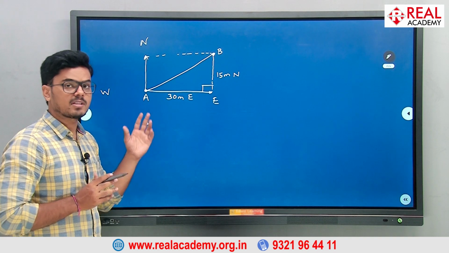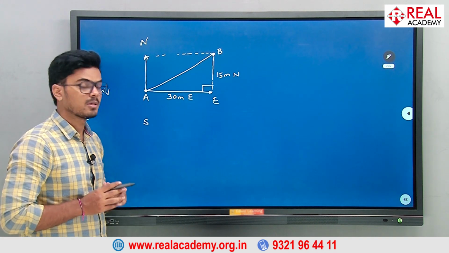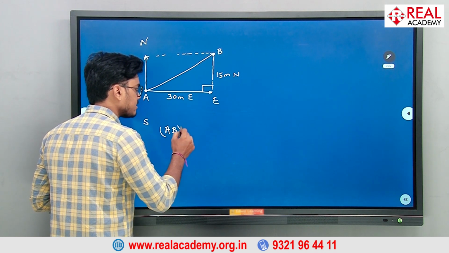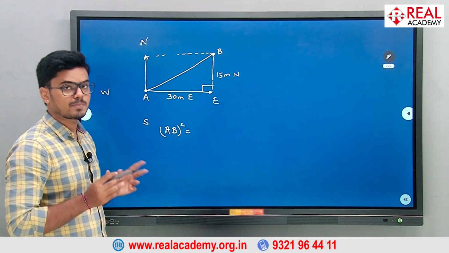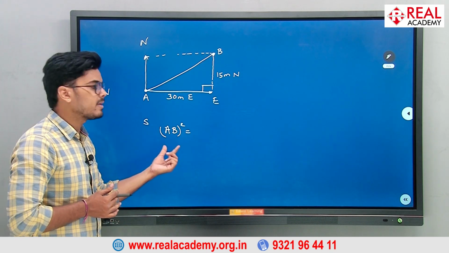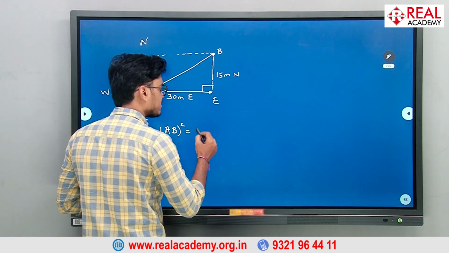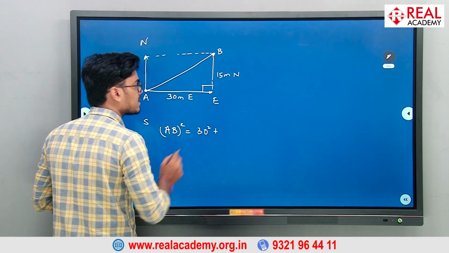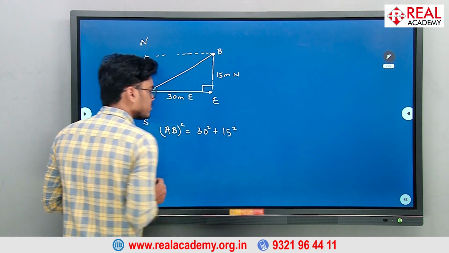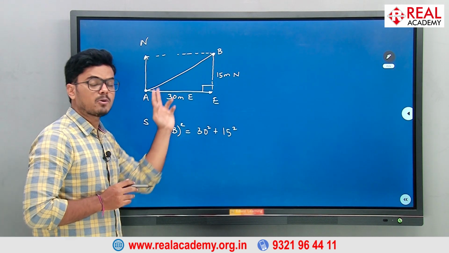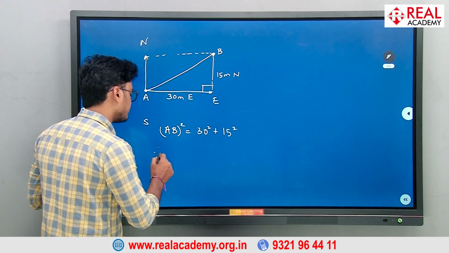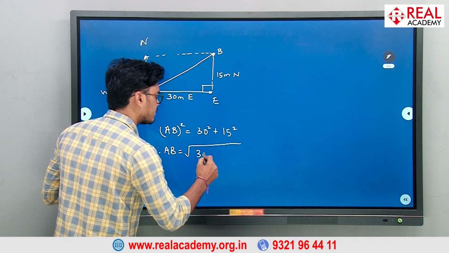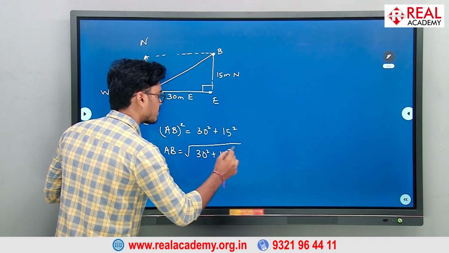So if somebody asks you what is the distance between your house and your friend's house, what you will do is AB, the distance AB, its square will be equal to, what is Pythagoras theorem? Hypotenuse square is equal to sum of squares of the other two sides, which is AE square, that is 30 square plus 15 square. So the exact distance between your house and your friend's house will be square root of 30 square plus 15 square.